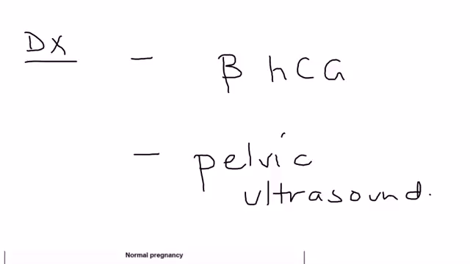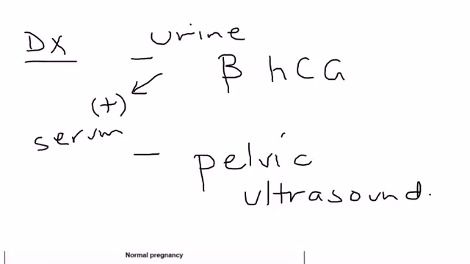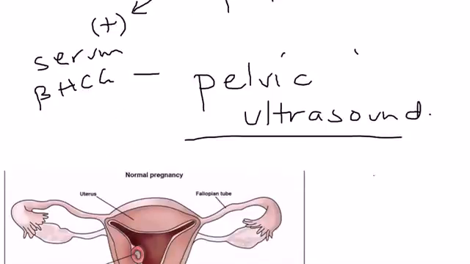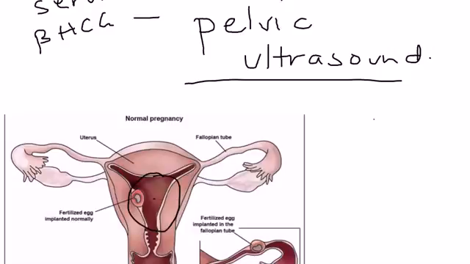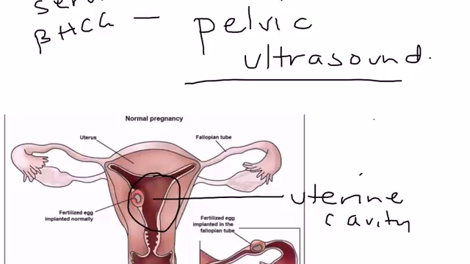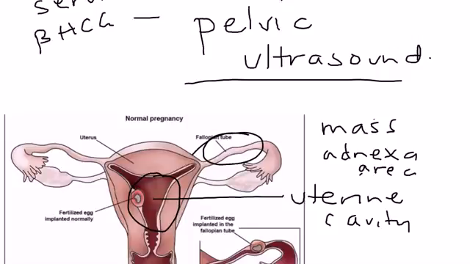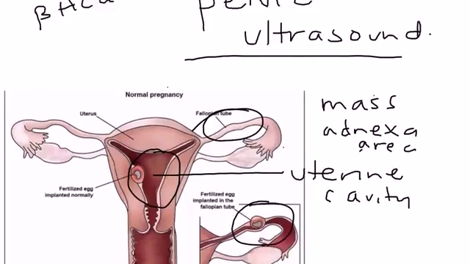This one initially is done with urine, and then if it's positive, they sometimes will repeat the test with the patient's blood. This one, of course, will show you what is going on. So if it is indeed an ectopic pregnancy, there will be nothing in the uterine cavity, but it will show a mass, most likely in the adnexa area, which is here, as it shows in this diagram. So that's what the ultrasound will show.